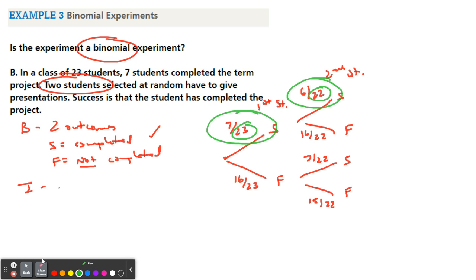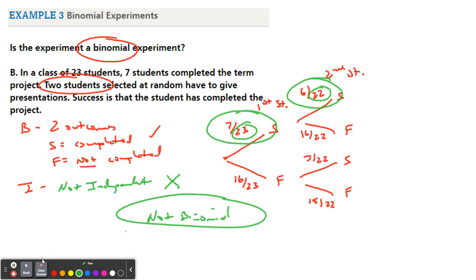So this is not independent because the probability changes. You can't pick the same student twice. So not independent because of that situation. So it's not independent, therefore it's not binomial. So this would violate the independence and also the probability being the same. All right, very good.